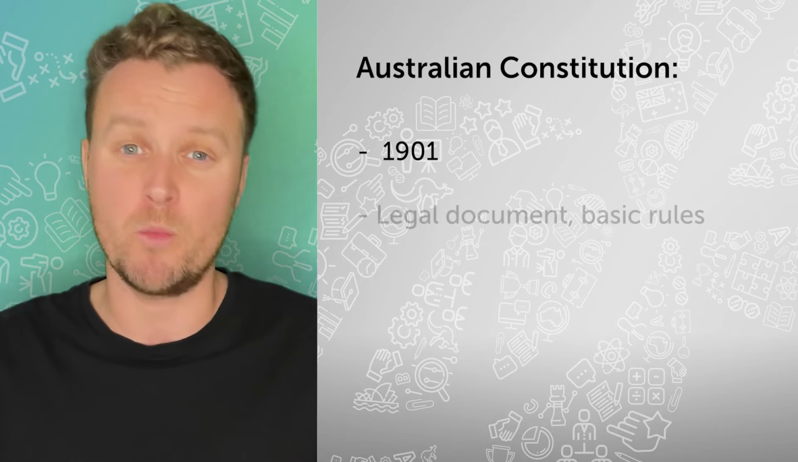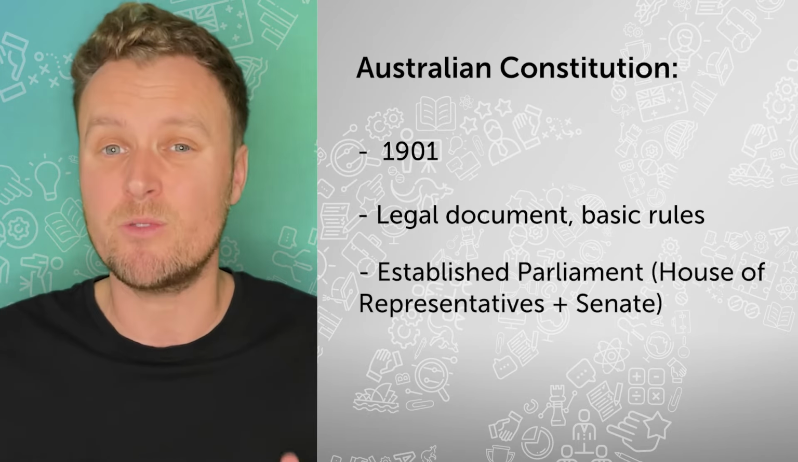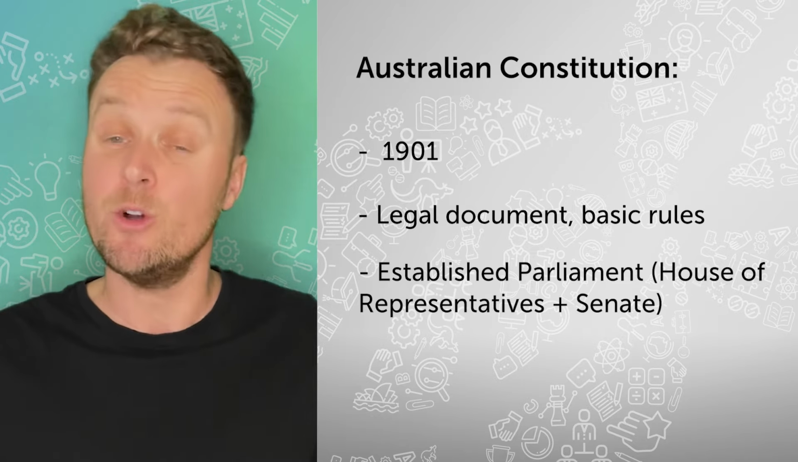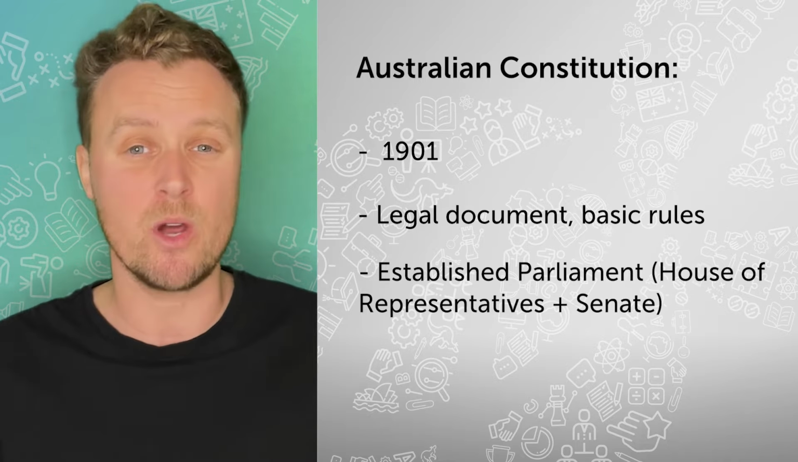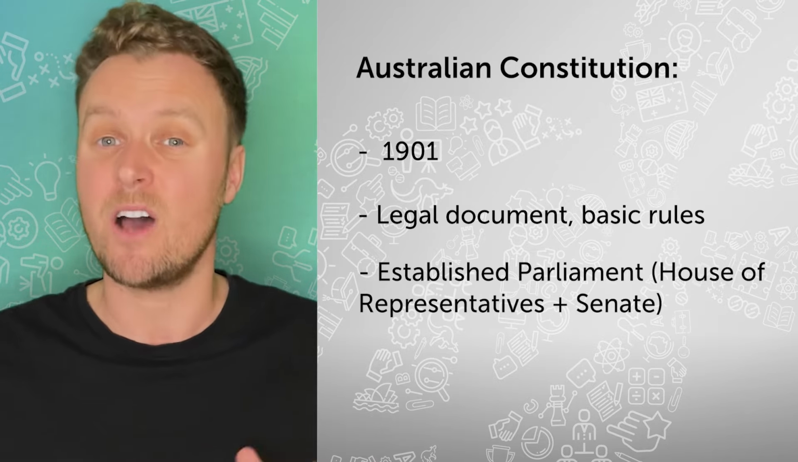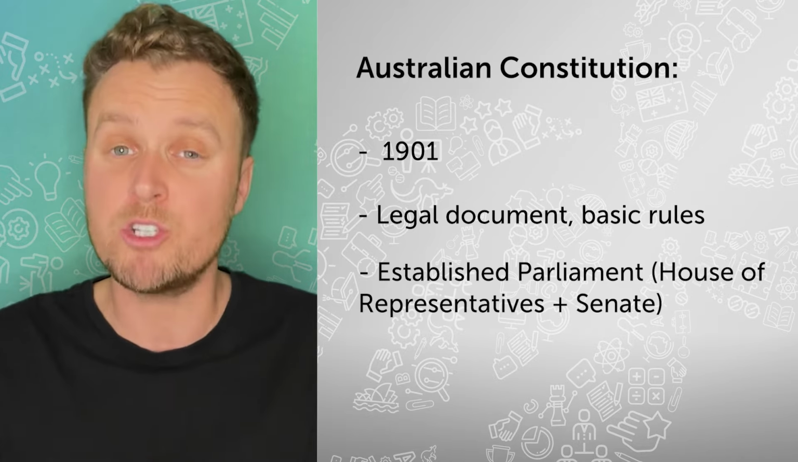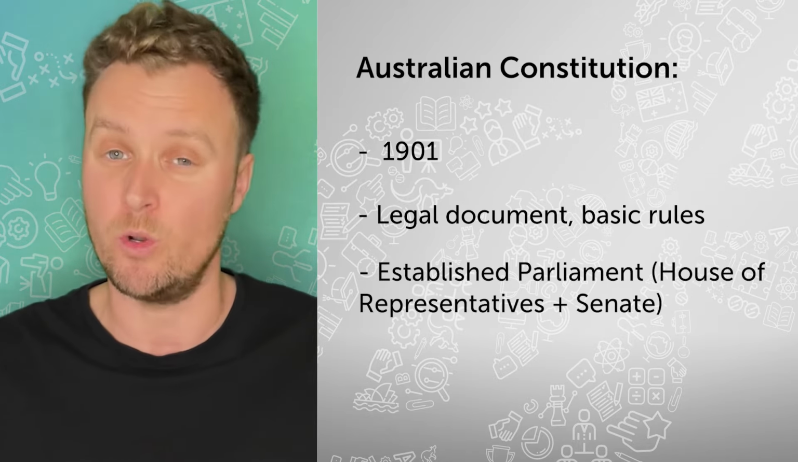Alright, now a bit of history. Let's talk about how Australia established its system of government. You already know that Australia became a unified country on the 1st of January 1901. But what we haven't mentioned yet is that this is also when the Australian Constitution came into effect. The Australian Constitution was the legal document that described the basic rules for the government of Australia, and it also established the Parliament of the Commonwealth of Australia, consisting of a House of Representatives and a Senate, and the High Court of Australia, which has the ultimate power to apply and interpret the laws of Australia.